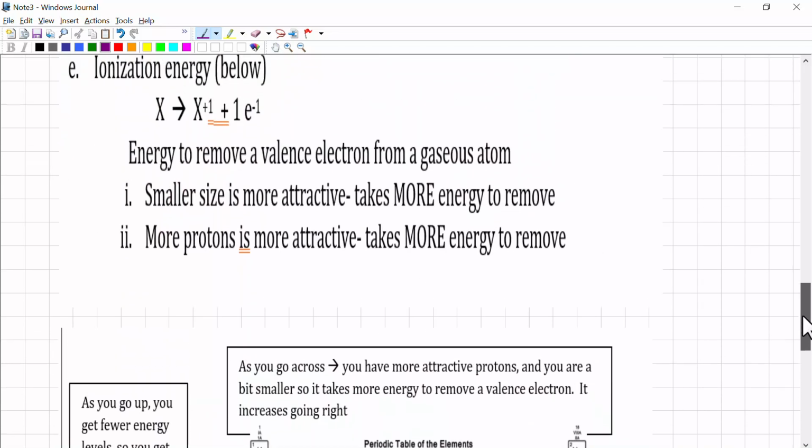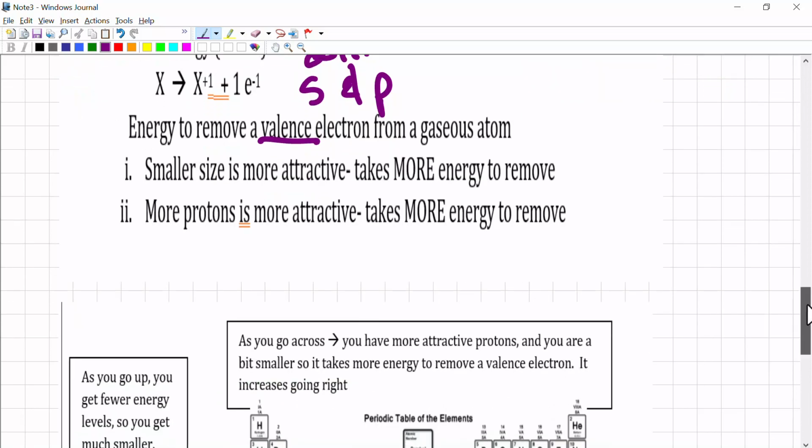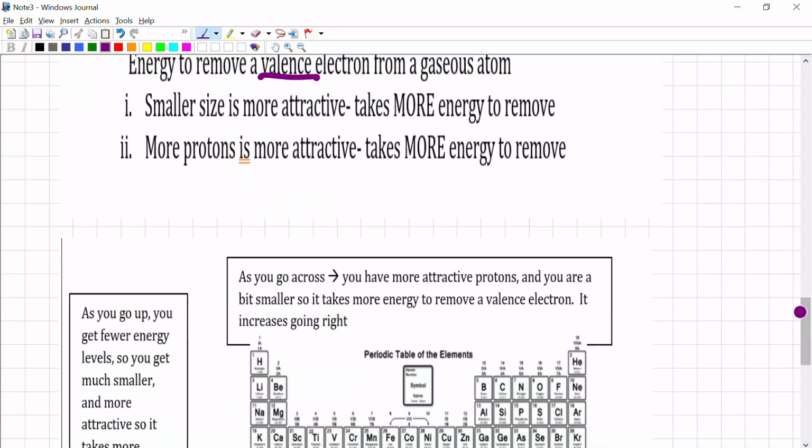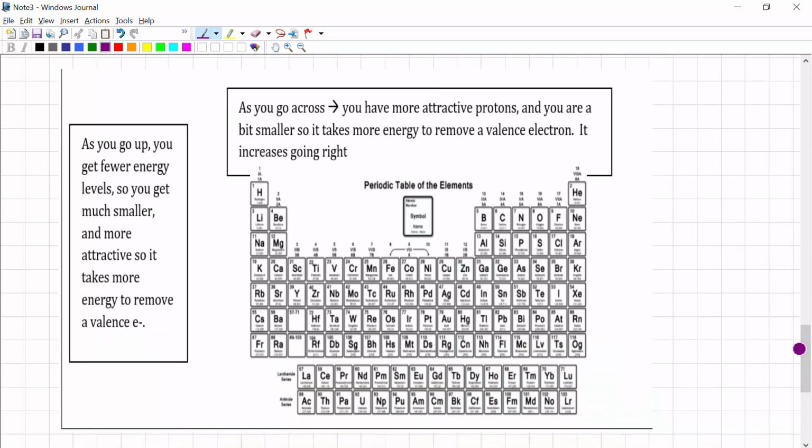Ionization energy, the graph's below. Energy to remove a valence, that's outermost shell. Remember, that's S and P. Not just S and P, but outer S and P from a gaseous atom. Smaller size makes it more attractive, so it takes more energy to remove. It's harder to break up a couple and steal their girlfriend or boyfriend if they're very attracted to each other or if they're very close to each other. More protons is more attractive, so it takes more energy to remove. It's harder to break up and steal someone's boyfriend or girlfriend if the person they're dating is like super attractively hot. That makes it tougher. So you want to go after somebody who's dating an ugly, and then you get a better chance. Or just not try and cheat.